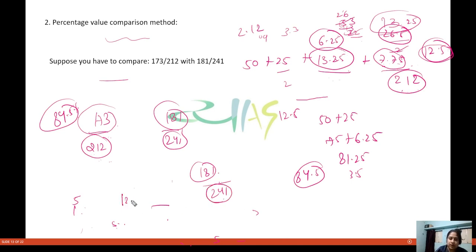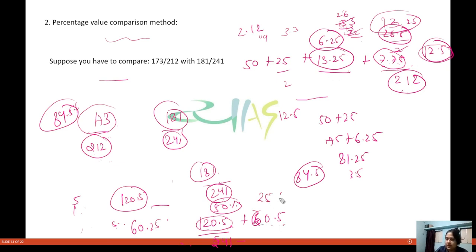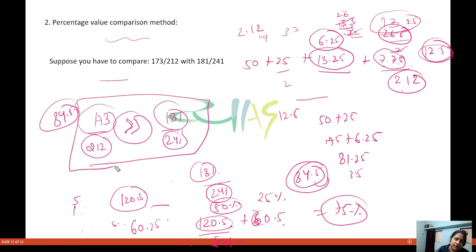What I am doing here is basically trying to calculate the percentage. I wrote this as 106 plus something. What will you write? 173 minus 106 is 67. So 106 plus 67 divided by 212. We can write 173 as 106 plus 67.